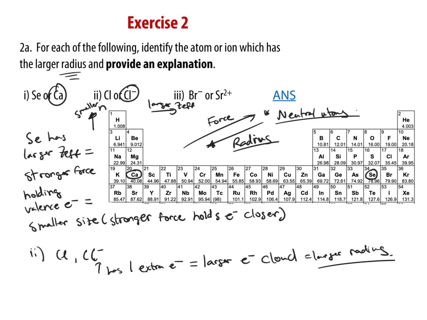That's also a very important factor. That extra electron is going to cause more repulsions, which is going to cause the electrons to spread out even more and the radius to get even bigger. But more electrons equals a larger cloud also works.